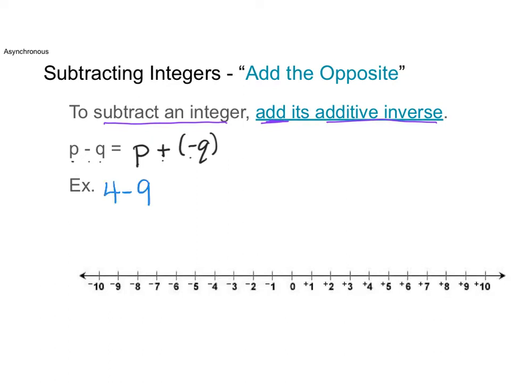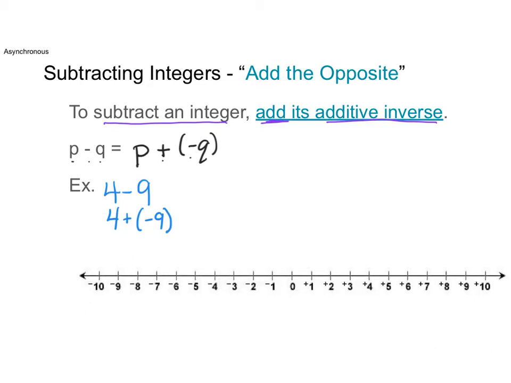So let's do this example, 4 minus 9. So what I want you to do is change the subtraction to adding the opposite. So the 4 is going to stay the same, but now I'm going to change this to adding the opposite. So the opposite of 9 is negative 9. So when you're seeing subtraction, it's the same thing as adding a negative.